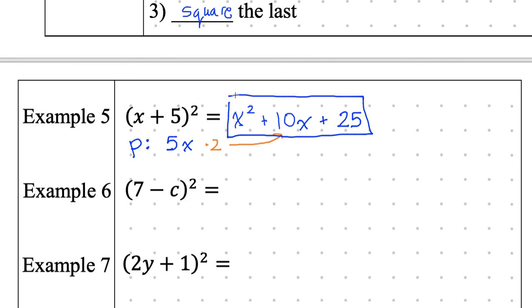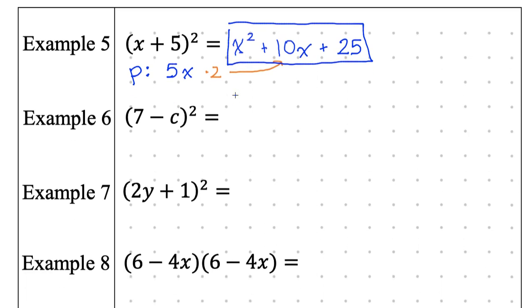Doubling that product is the hardest piece of this, but once you have it, then you're ready to go. Again, please go faster than me. The Khan Academy assignment is already up, so thank you to those of you that already are doing that. Square the first, double the product, square the last. Who's got the next one?